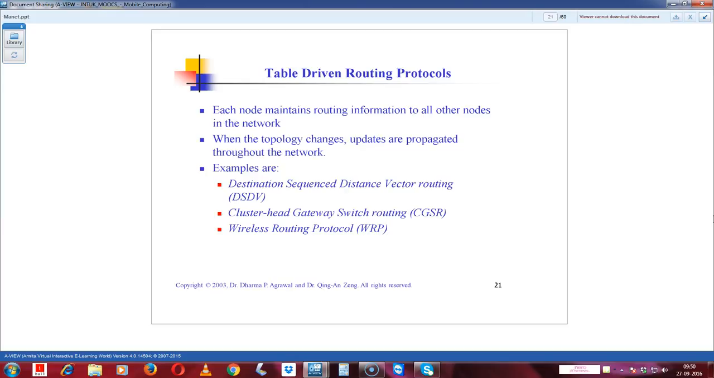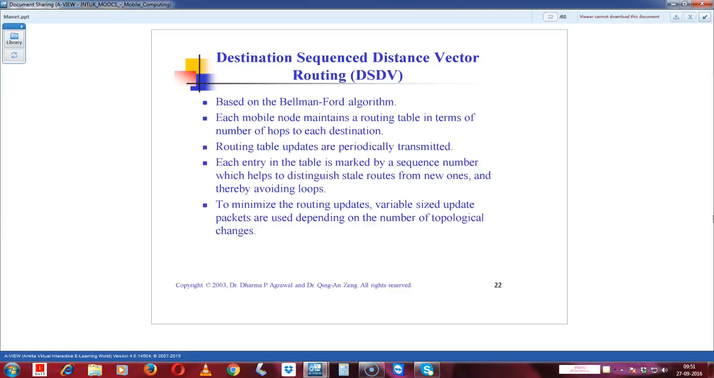When the topology changes, updates are propagated. Topology changes means your device can go in and out or your device can move, so you need to maintain your routing table every time. Examples of table-driven routing are DSDV, destination sequenced distance vector routing, cluster head gateway switch routing, and wireless routing protocol. We will study destination sequenced distance vector routing, DSDV, for table-driven routing protocols.